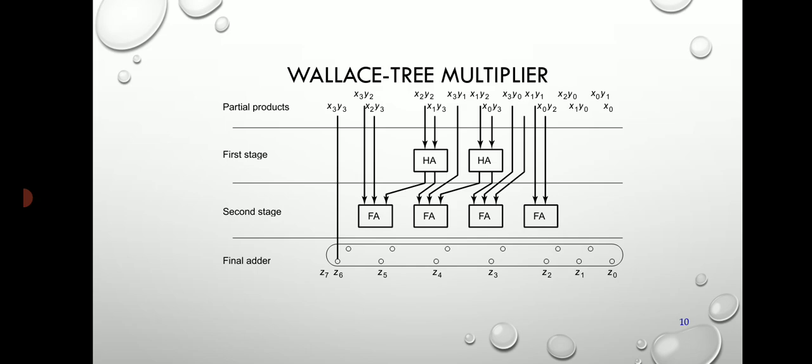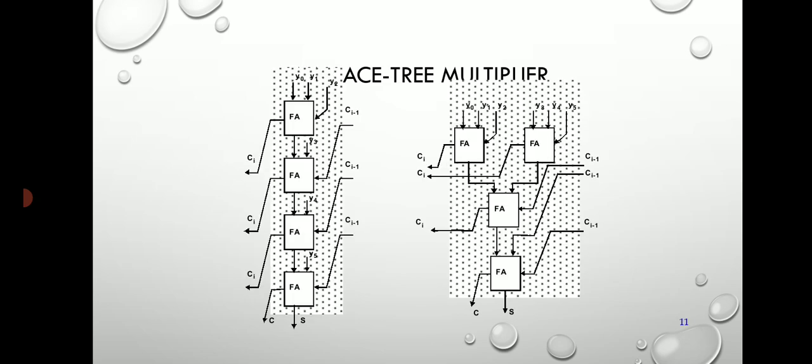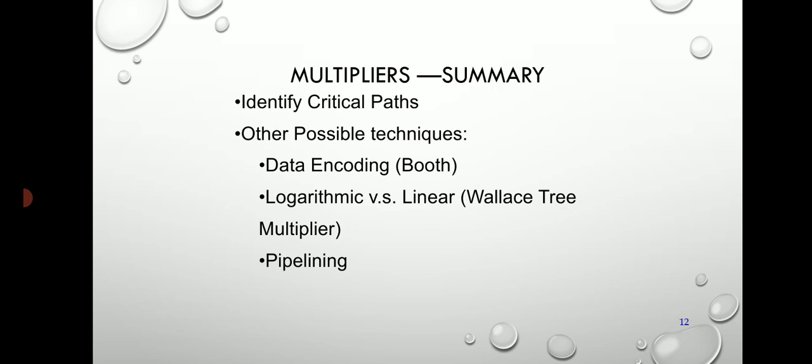So you can see here the partial outputs. These partial outputs are first given to the half adders, next to the full adders. Finally, both are merged and added in the final adder. And this is the structure of the Wallace tree multiplier. Here also the carry is taken to the next step of the partial outputs.